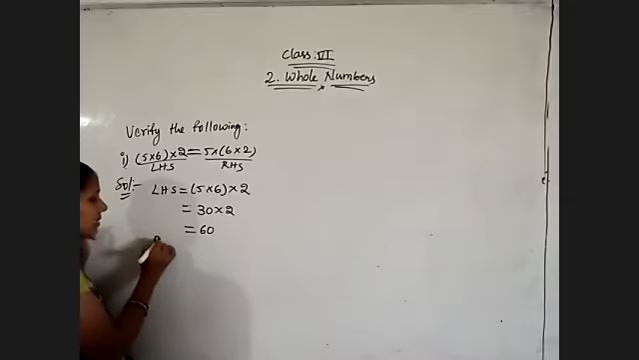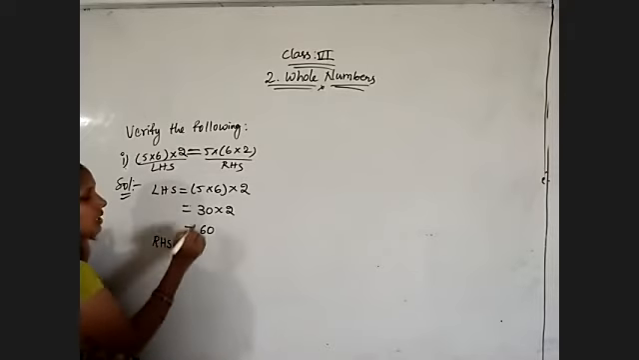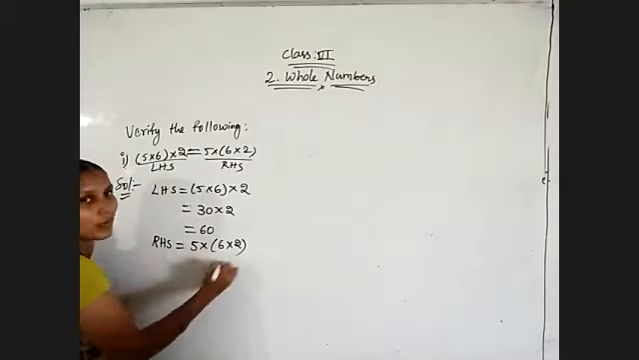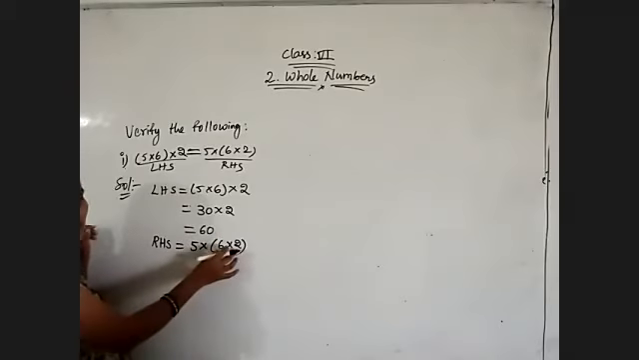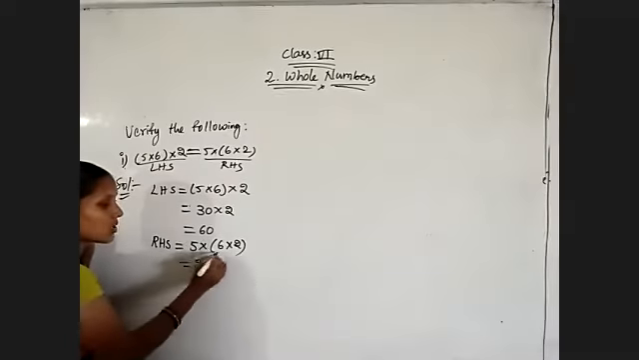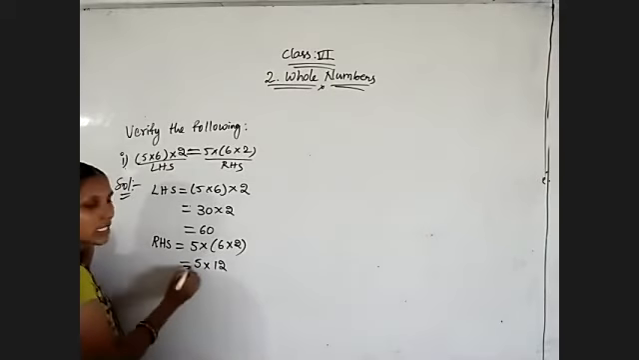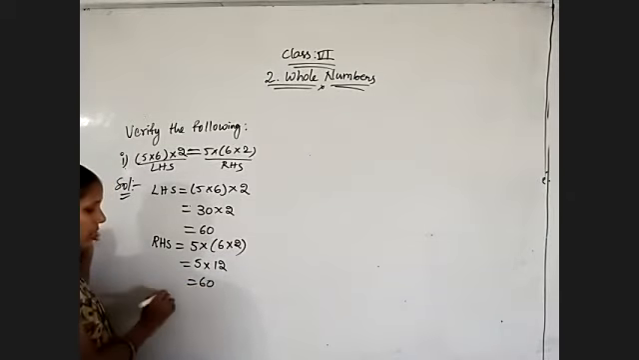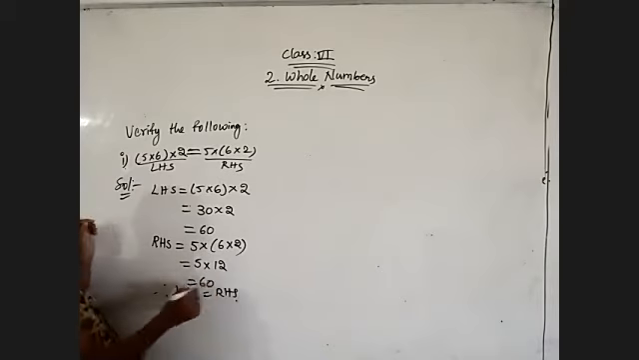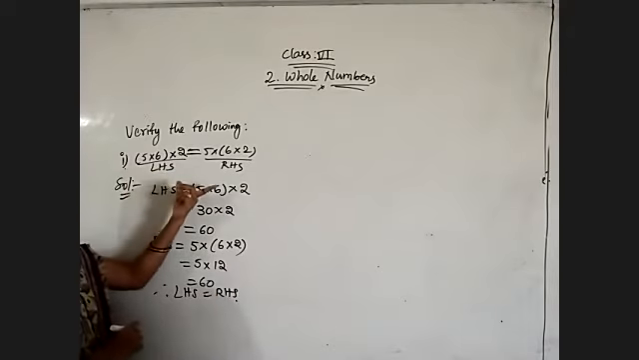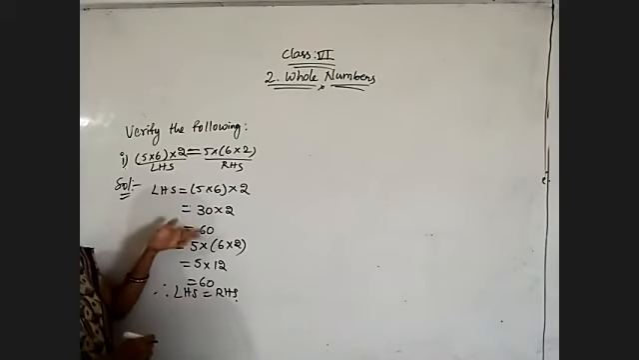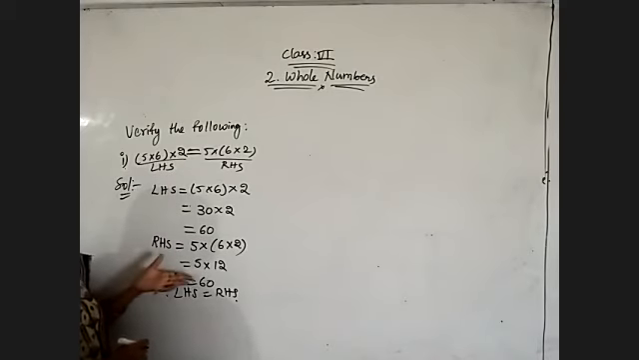Coming to the RHS. What is the RHS value? 5 into 6 and 2 are grouped. That means 6 into 2 we need to do first. So 6 2s are 12. 12 5s are how much? 60. Therefore, LHS is equal to RHS. Whatever is given, 5 into 6 into 2 is equal to 5 into 6 into 2. It is the associative property over multiplication. So it is true. Okay.